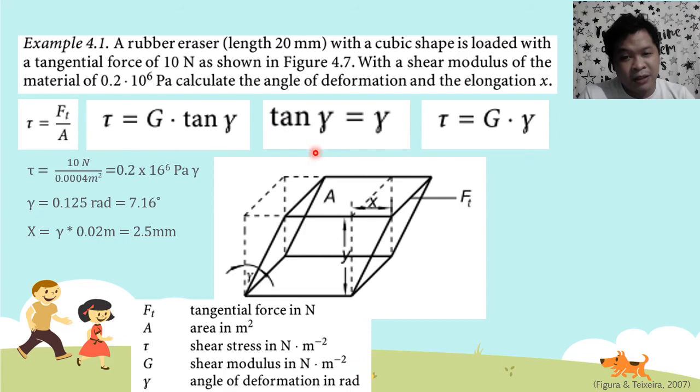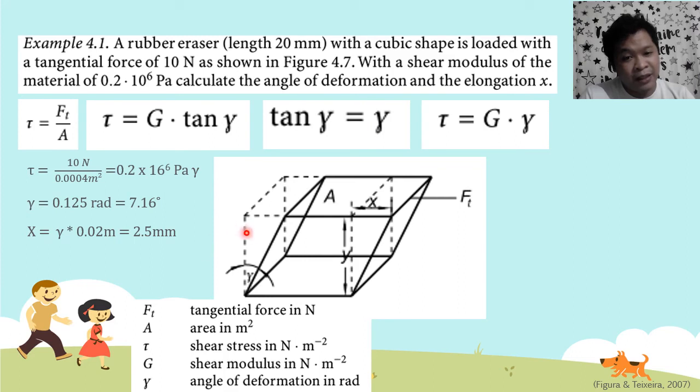Ito pong equation na ito applies only when the angle of deformation is sufficiently small. You can try it out on your calculators now. So we isolate gamma. Now you divide this term by this term to get a dimensionless quantity of 0.125 radians. But since 2 pi radians or 6.28 radians is equal to 360 degrees na angle, so 0.125 rad is 7.16 degrees na angle.